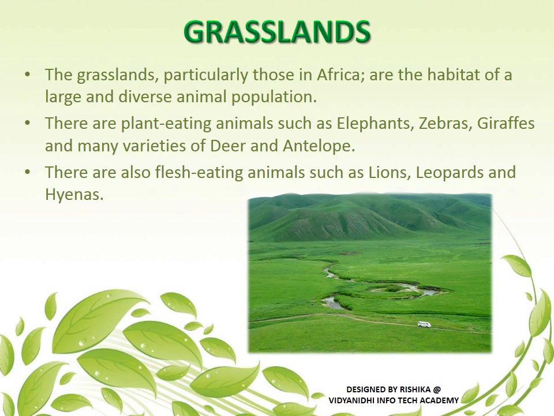The grasslands, particularly those in Africa, are the habitat of a large and diverse animal population. There are plant-eating animals such as elephants, zebras, giraffes, and many varieties of deer and antelope. There are also flesh-eating animals such as lions, leopards, and hyenas.